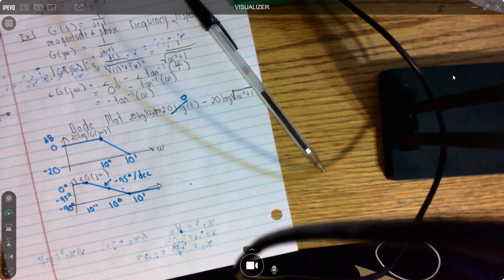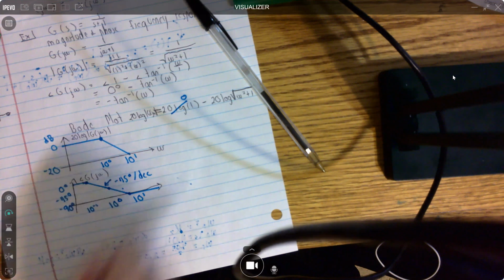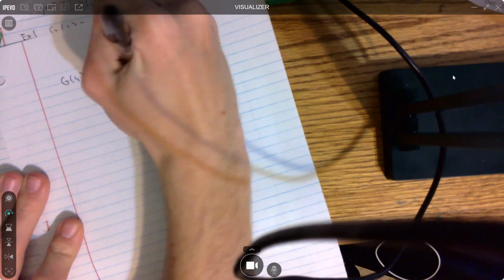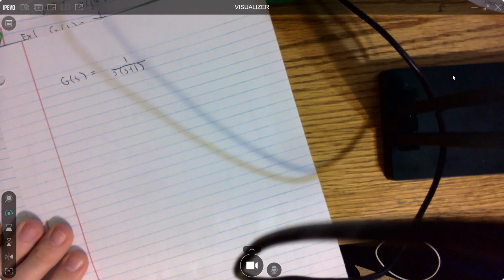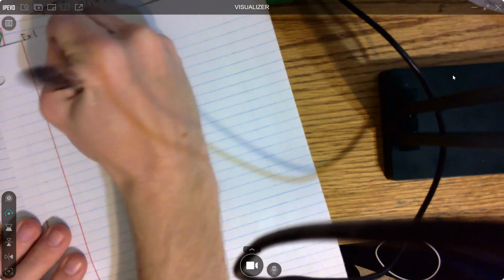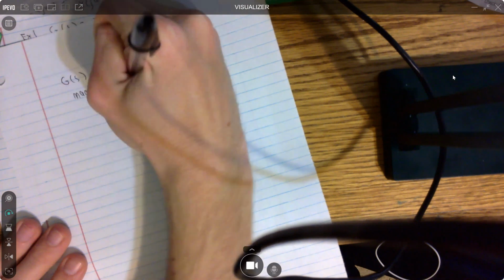Now we're going to look at another example where we have to draw the Bode plot. We have the following system: G(s) is equal to 1 over s times (s plus 1). It says determine the magnitude and phase responses, so the magnitude and phase frequency response.